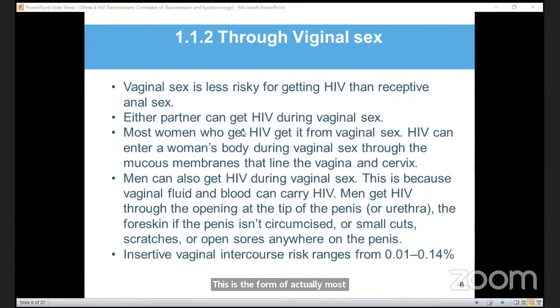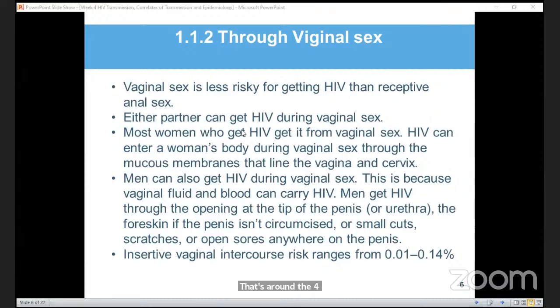Of course, here most women get it through this type of sexual activity because it can enter through the mucous membranes that line the vagina as well as the cervix. And also men can get it through any opening around the urethra, the penis, or maybe the small cuts around the foreskin, just like in the other case.